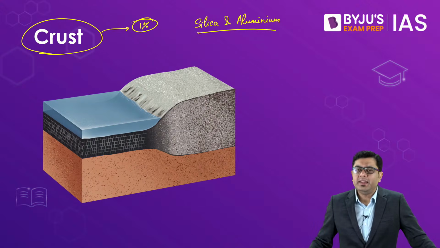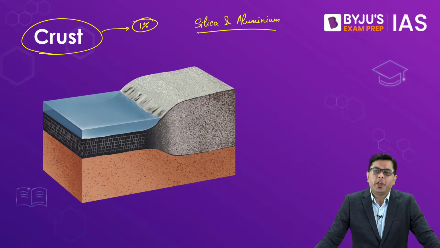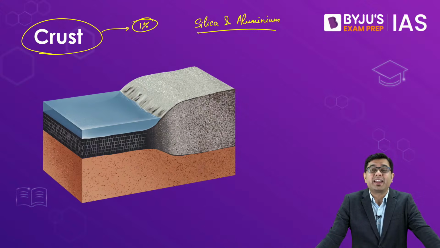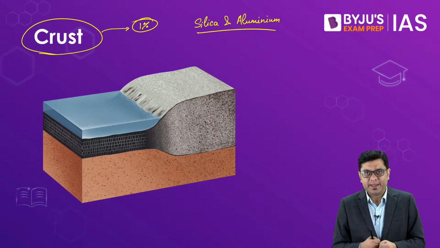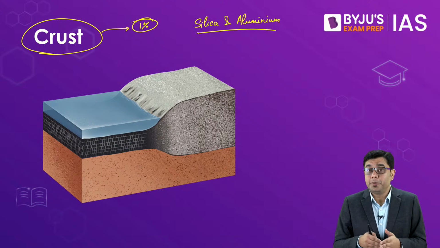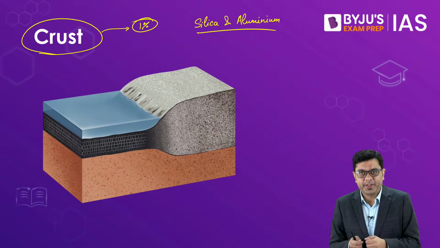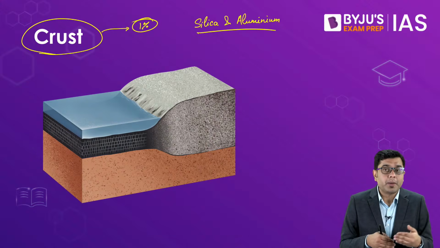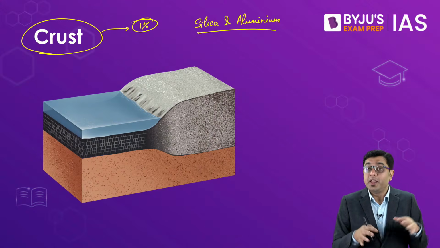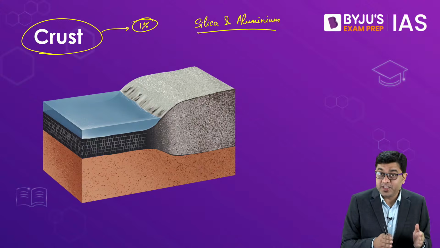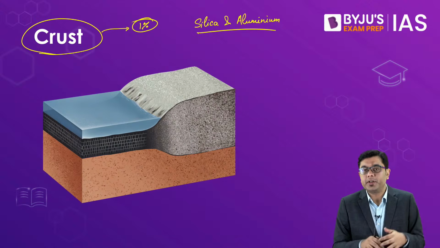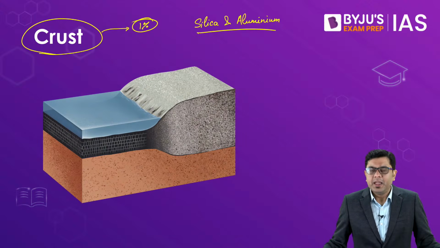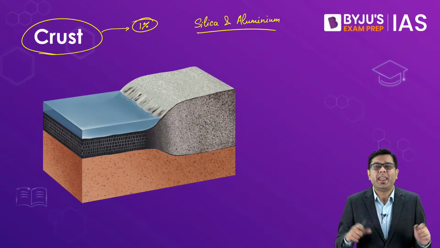And also, in the case of oceanic crust, we also get materials such as magnesium, but silica is an overall predominant element here. Silica is composed of silicon and oxygen. That is why, when you talk about the abundance of elements on the Earth's surface, oxygen and silicon are amongst the most abundant elements present on the surface of the planet. Now, crust is not very thick.